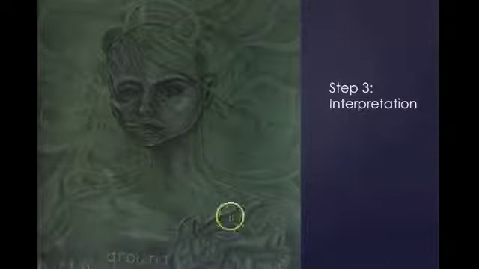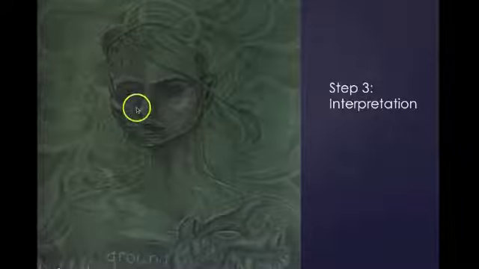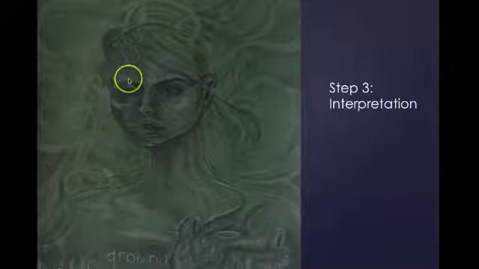Step 3 is interpretation. Ask yourself, what do you believe was the goal of the artist? I believe it was to engage the viewer. What message is he or she trying to make? Feminism, or the fight and power in women? What was the artist's intention?